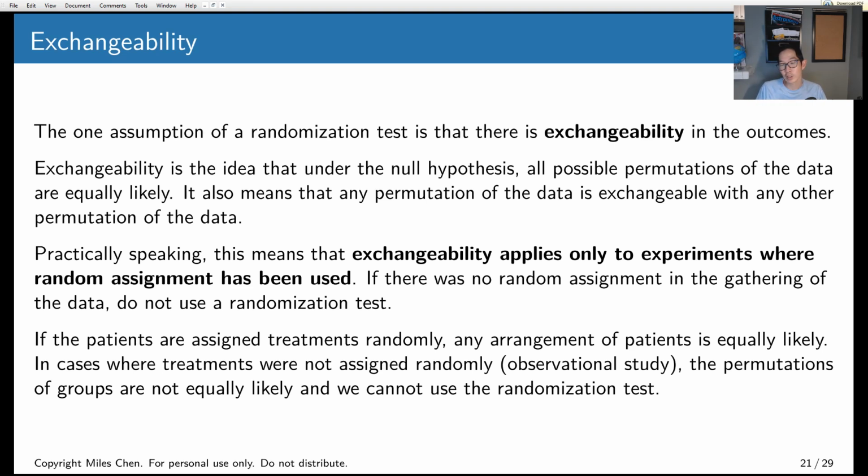We're just saying any arrangement of who ends up in the treatment group and who ends up in the control group is just as likely as any other arrangement, okay? At least at the start of the experiment, all right? If that null hypothesis is true. So in cases where treatments are not assigned randomly, that is an observational study, the permutations of the groups are not going to be equally likely. We can't use the randomization test, okay?